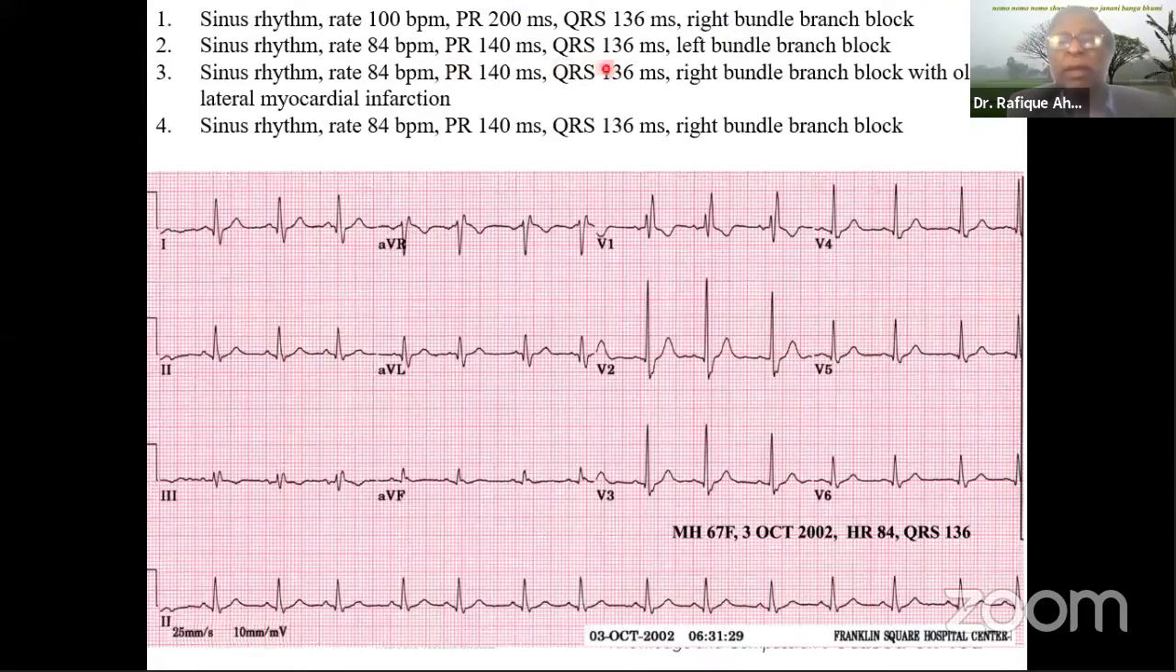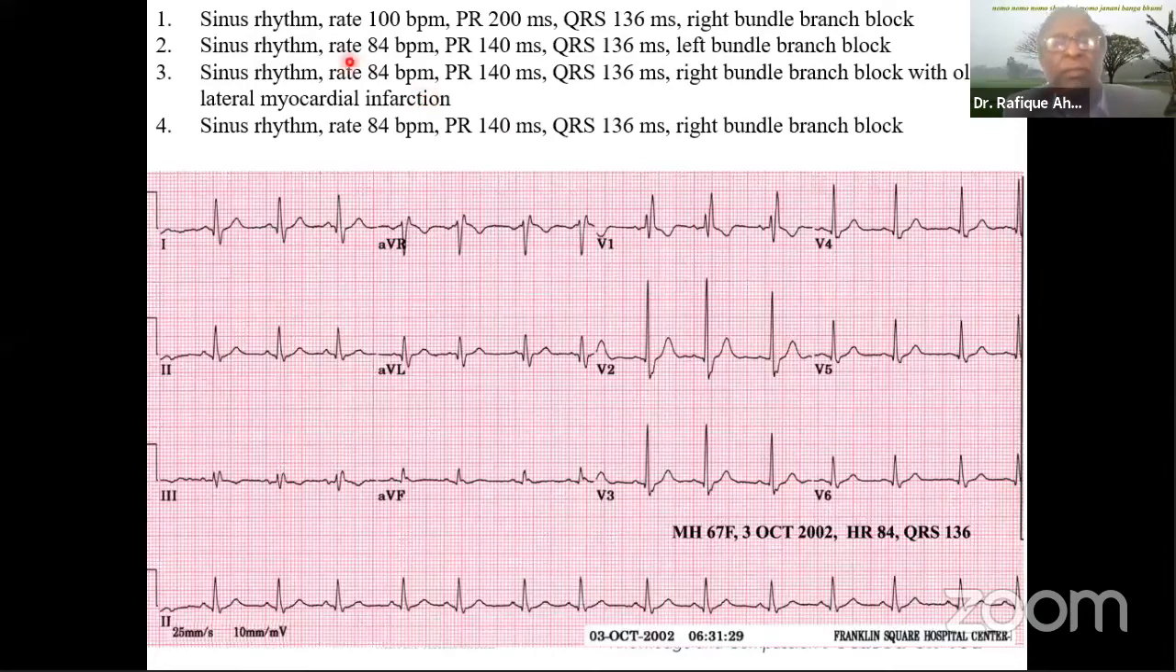Number 2, again, left bundle branch block. If you remember the last ECG, in lead 1 there is a wide R wave. In lead V1, there is a small R and deep S, and in lead V6, there is a wide R wave. That was left bundle. And this is an M pattern in lead V1. That's very classic for right bundle branch block.